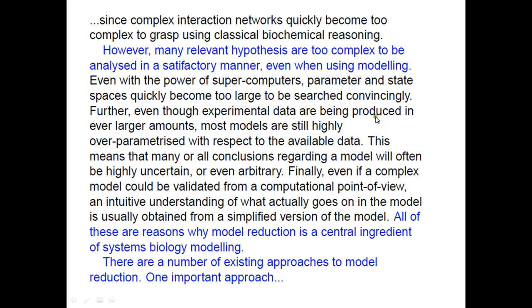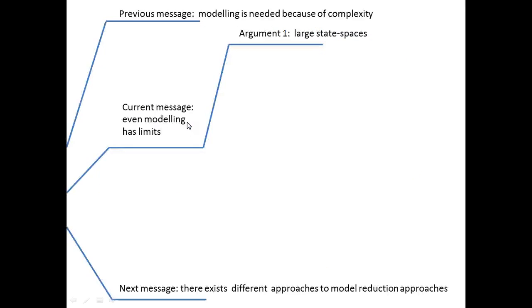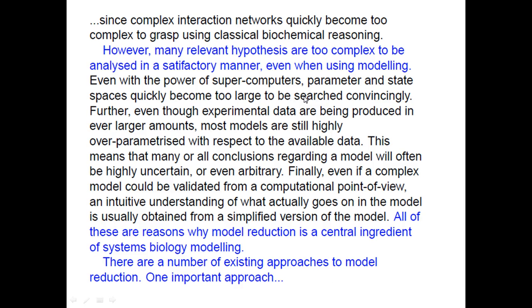Even though experimental data are being produced in ever larger amounts, most models are still highly over-parameterized with respect to the available data. So models are over-parameterized. This is the second argument, over-parameterization. And then let's go to the third sentence here. This means that many or all conclusions regarding a model will often be highly uncertain or even arbitrary. And let's now think about how this sentence relates to the other ones. So this is a question.